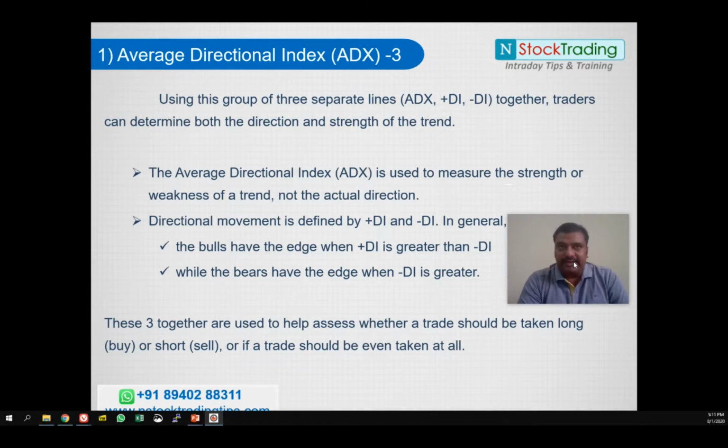Okay, I think you're clear about this. So ADX has three components basically. One is the ADX line, which tells us the strength. And secondly, we have the plus DI and the minus DI, which tell us which direction it is moving in, whether it is bullish or bearish. Okay, fine.